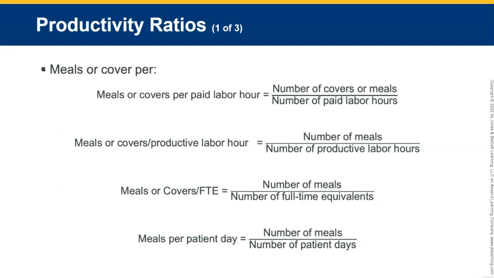So we have meals or cover per labor hour. That equals number of cover or meals divided by number of paid labor hours. If we're trying to find the meals or covers per productive labor hour, the formula is number of meals divided by number of productive labor hours. If we're looking at meals or covers per full-time equivalent, we're going to take our number of meals divided by the number of full-time equivalents. And then our meals per patient day is number of meals divided by number of patient days.